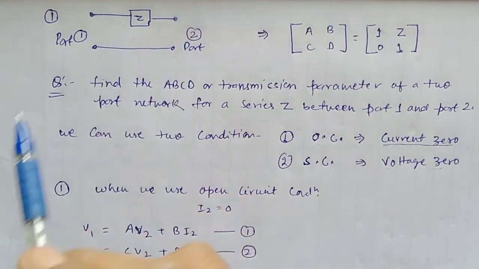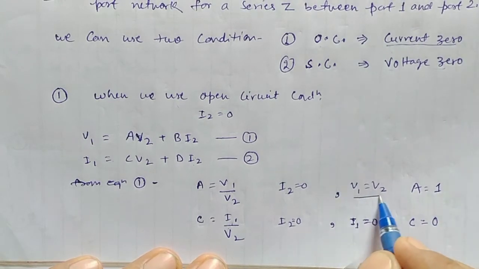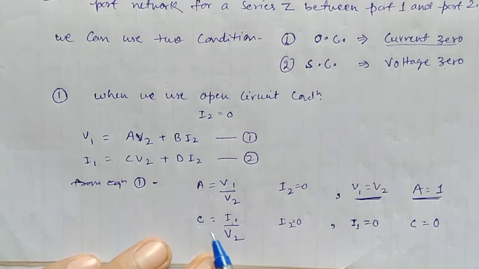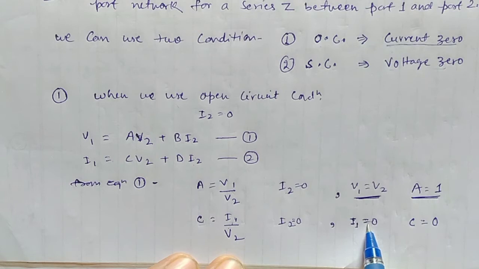So we'll have V1 is equal to V2. That is the only condition we are writing here. When I2 is 0, V1 will be equal to V2 and A will be given as 1. For C, I1 by V2, when I2 is 0, I1 will also be 0.